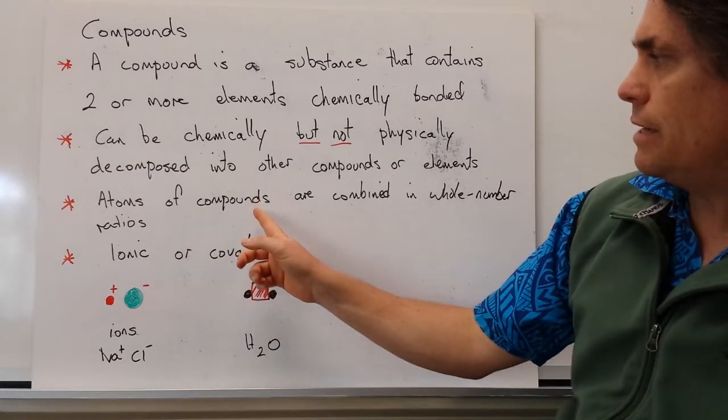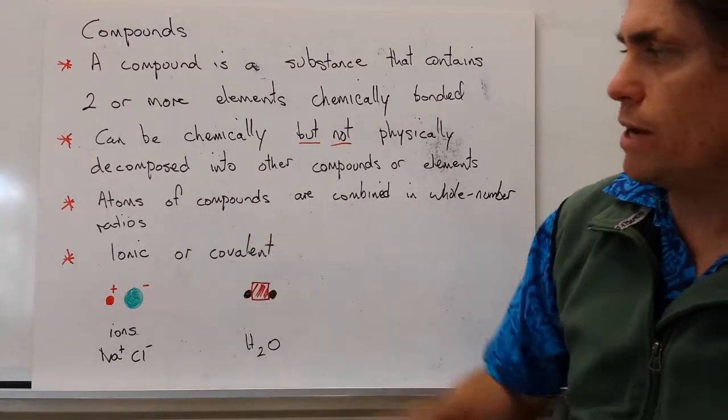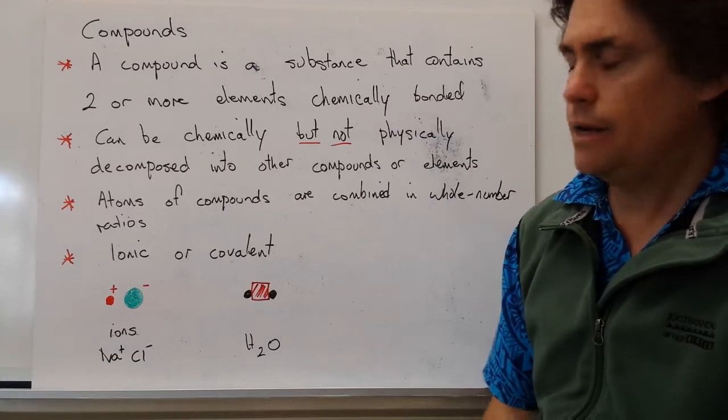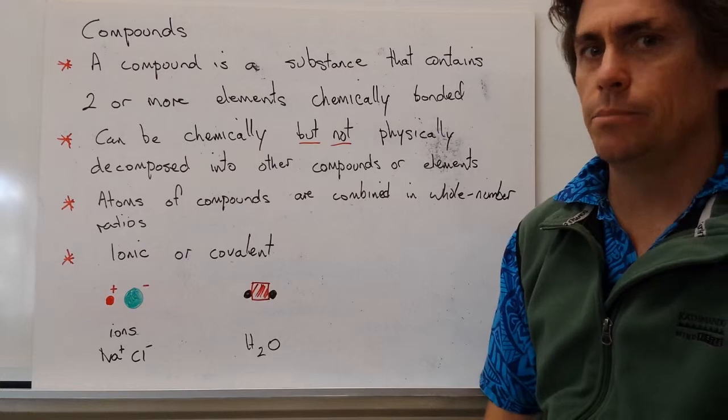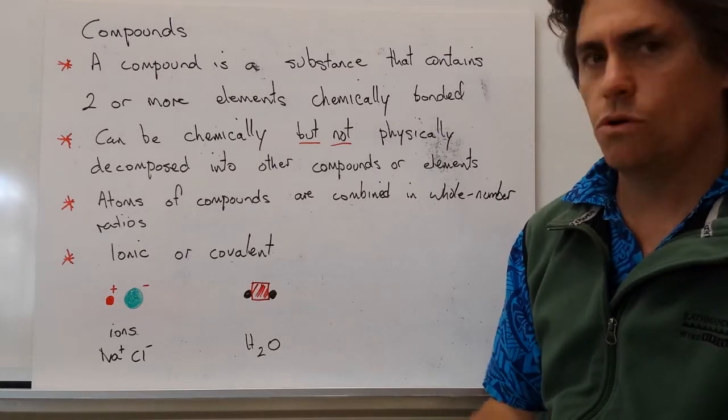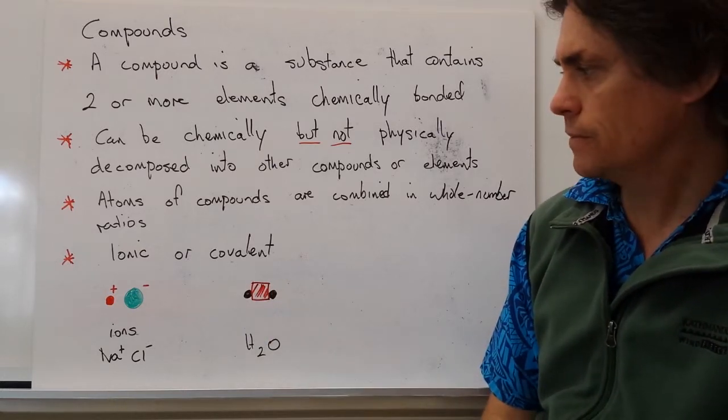So atoms of compounds are combined in whole number ratios always. And this is because we can't get half an atom. We've already said that an atom is the simplest form of matter, therefore we must get whole atoms.